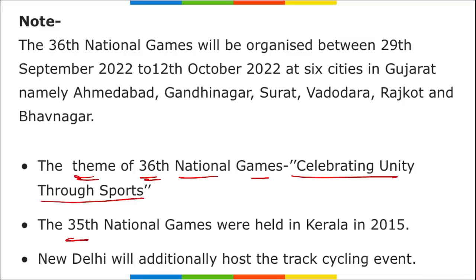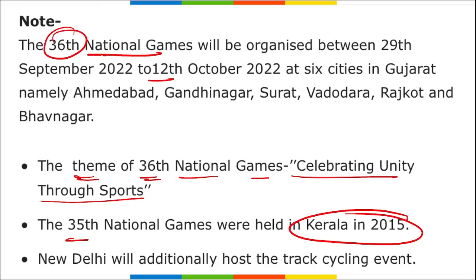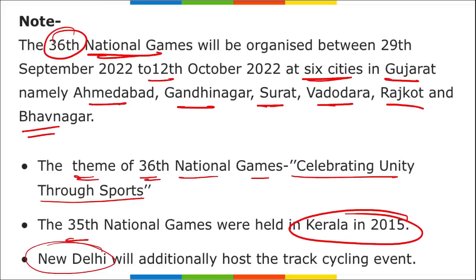The 35th National Games were held in Kerala in 2015, and now in the year 2022, from 29th September to 12th October, the 36th edition of the National Games will be held in 6 cities. In Gujarat, they are Ahmedabad, Gandhinagar, Surat, Vadodara, Rajkot and Bhavnagar. Highly important. Also remember, New Delhi will additionally host the track cycling event.